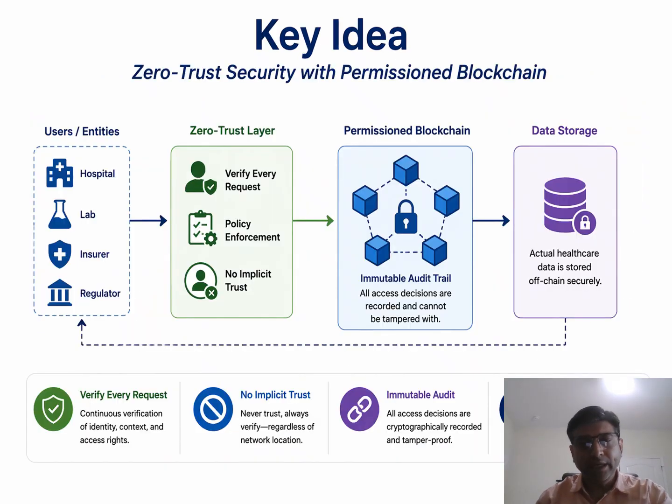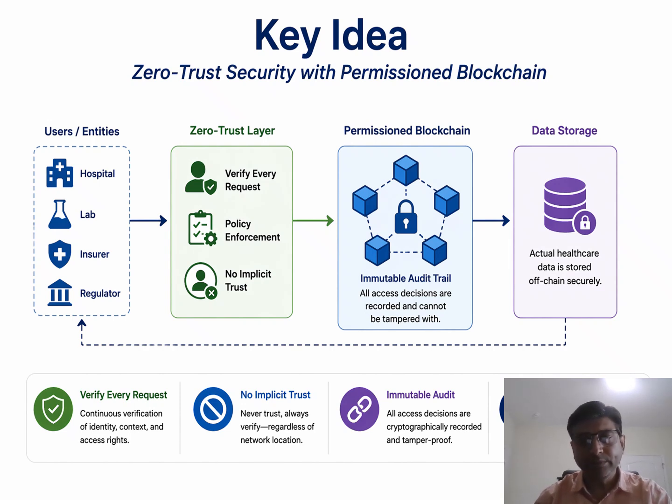Moving on to the key idea here, we combine zero trust for strict access control with blockchain for auditability. Every request is verified, not implicitly trusted. Trust is never assumed. All access decisions are immutably recorded and accountable.